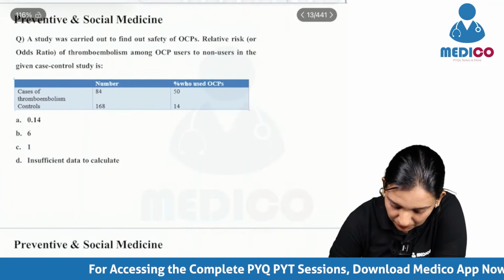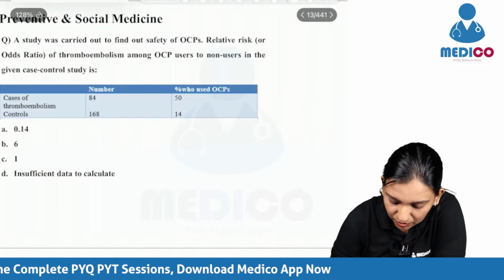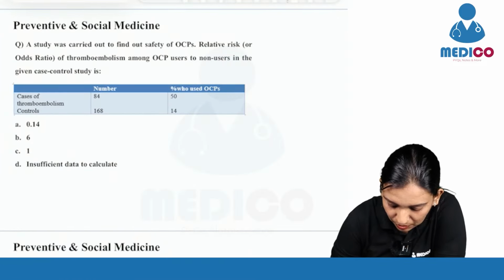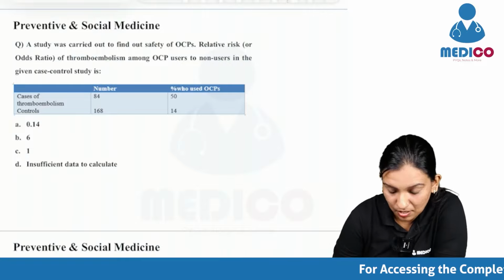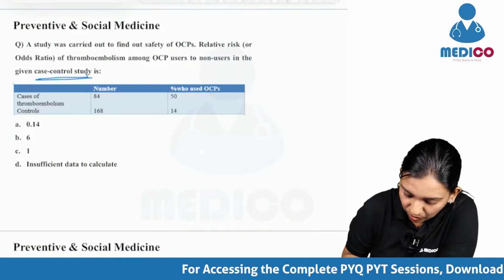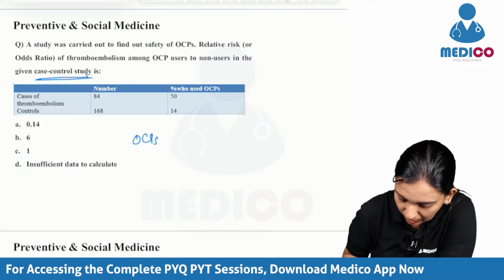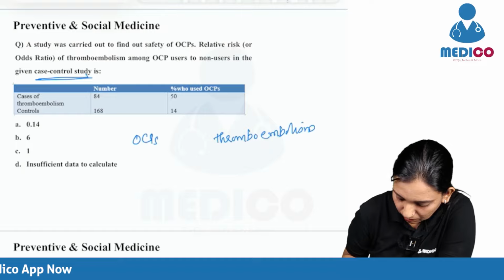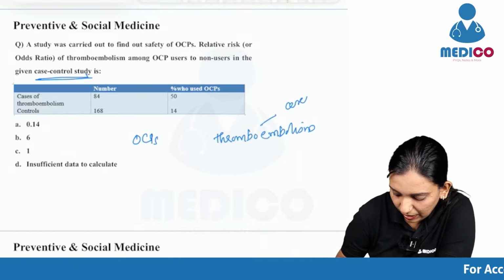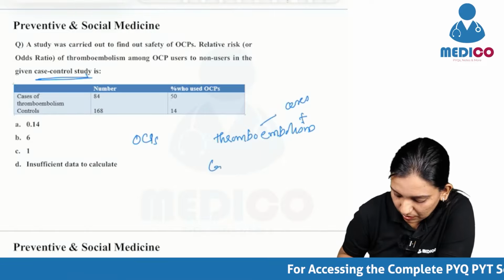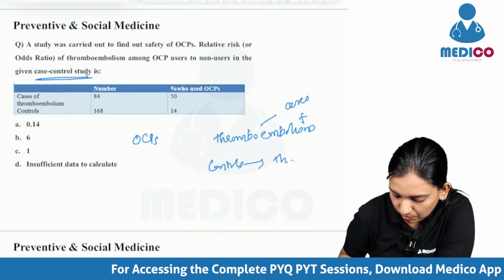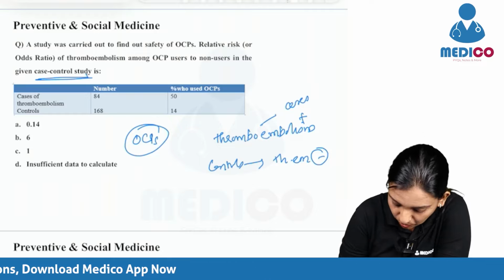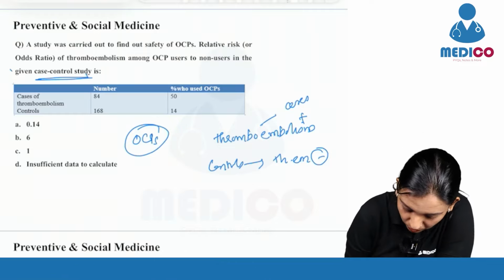Okay, what is the question? A study was carried out to find out the safety of OCPs. Relative risk or odds ratio of thromboembolism among OCP users to non-users in the given case control study. So they've given a case control study. What was done? You have OCP users and risk of thromboembolism. Your cases are those having thromboembolism and your controls will be those without thromboembolism. And you're looking at the OCP use in them. So you are asked to calculate the odds ratio in this question.